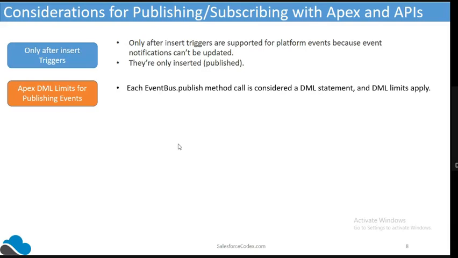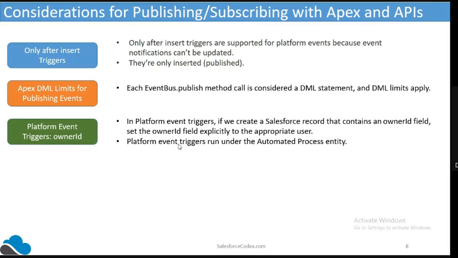Next is Apex DML limits for publishing events. Each event-based publish method call is considered a DML statement. So when you publish your platform event using Apex or an Apex trigger, that is considered an insert DML statement, and whatever governor limit applies to any custom object insert is applied to the platform event publish method as well.